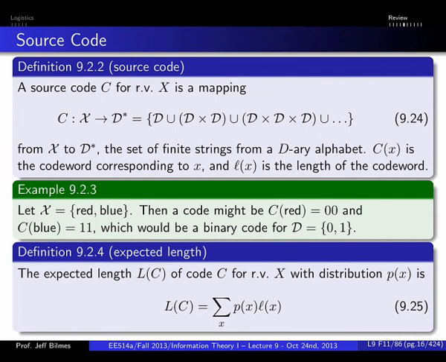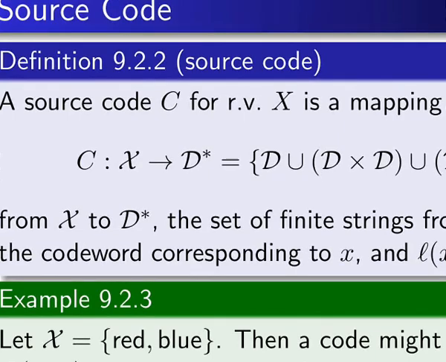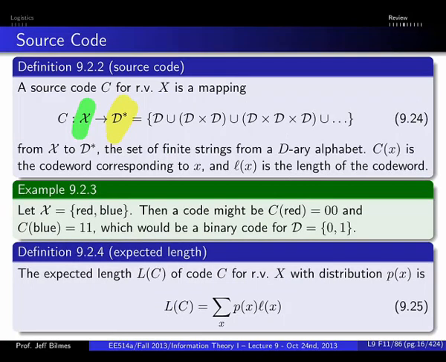So there are a couple of definitions about codes. A source code is basically a mapping from source symbols to code words. So just to make sure the notation is clear, we have a mapping from source symbols to code words. And code words are possibly variable length, extended strings with alphabet D. We talked about the expected length of a code. The expected length of a code is the probability of that source symbol times the length of the corresponding code word, summed over all possible source symbols.